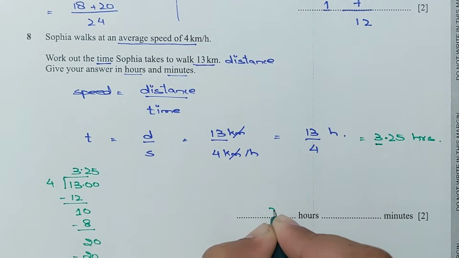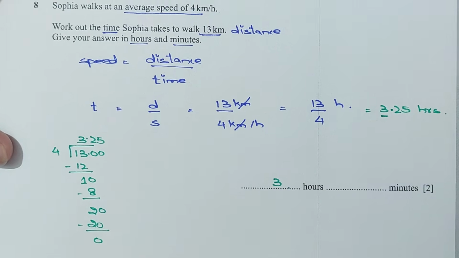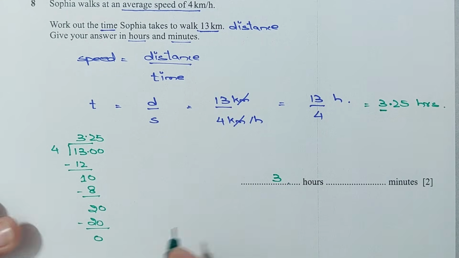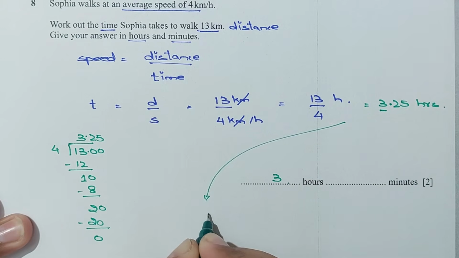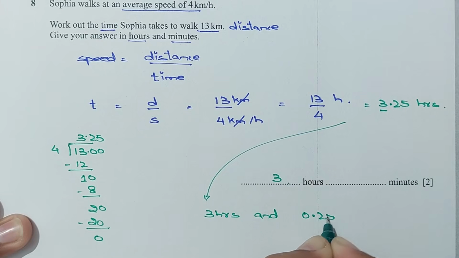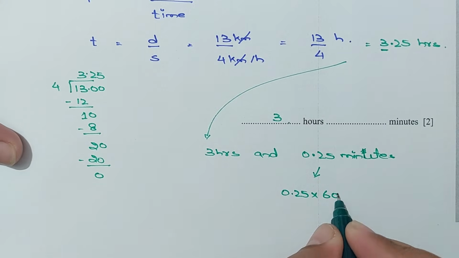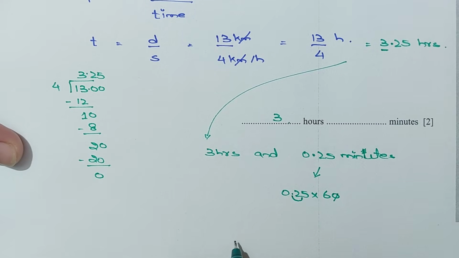So this implies we have 3 hours and 0.25 hours. Okay, so let me simplify the minutes. So it is 0.25 multiplied by 60. All right, so we can cancel this 0 and shift this decimal point 1 unit to the right. So it is 2.5 multiplied by 6 basically. So let me do this.